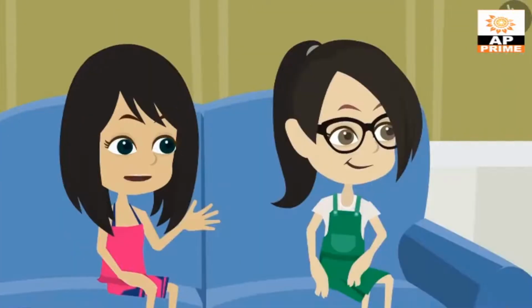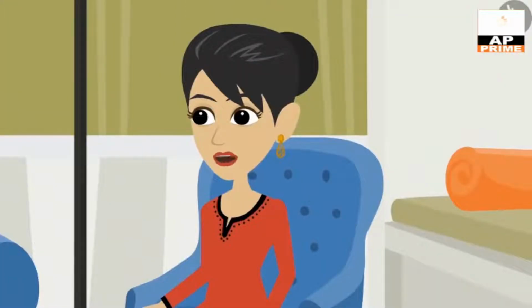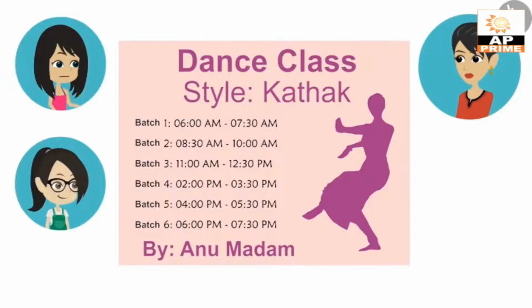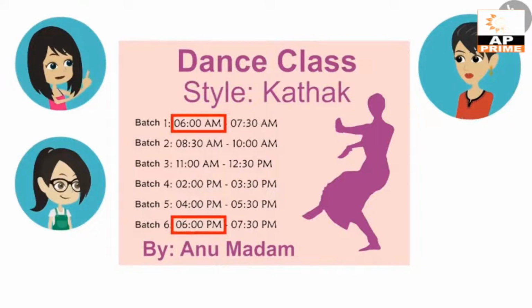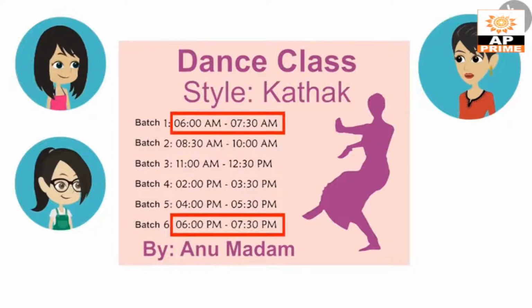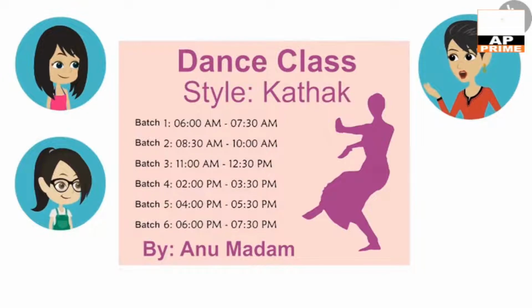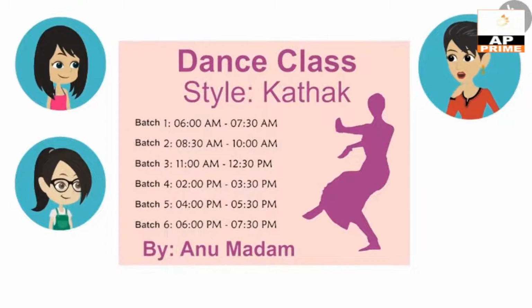Yes. Then why have they written this information twice? Where is it written twice? See this? The same time is written in front of batch 1 and in front of batch 6. From 6 o'clock 0 minutes to 30 minutes past 7. No, these two are different timings. Batch 1 is in the morning and batch 6 is in the evening. How do you know, Mummy? Because they have written it.